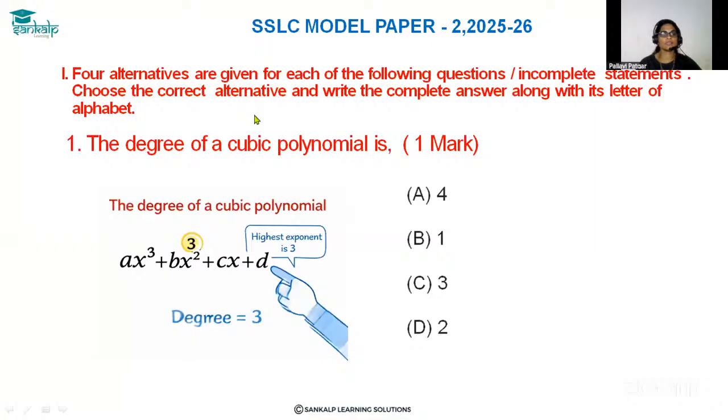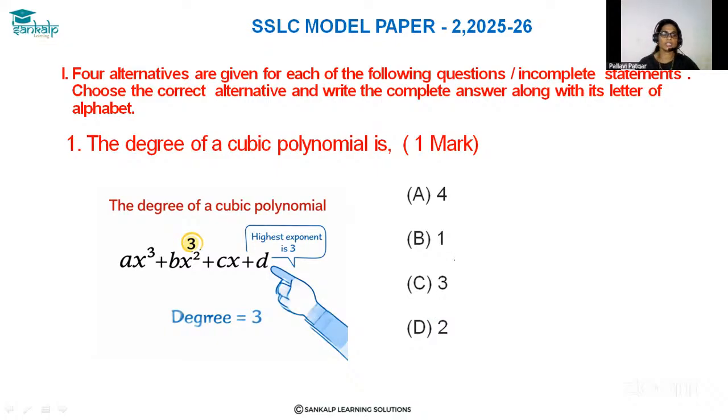Hello everyone. Look at the question number 1. The degree of a cubic polynomial is: option A 4, B 1, C 3, D 2.